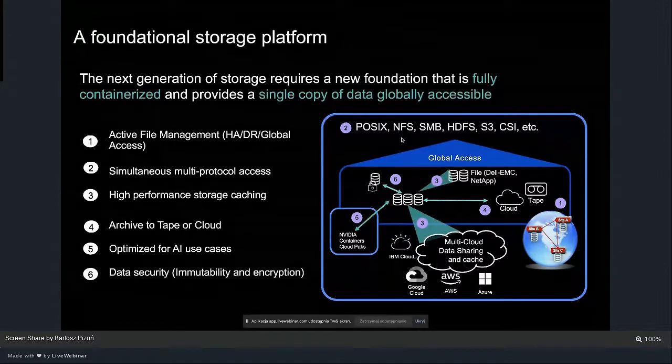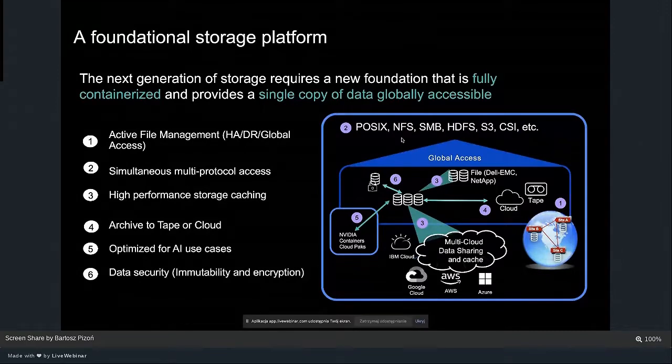High performance storage caching. It depends what kind of infrastructure you have. If you have very high performing applications, and of course you need high performing storage, then NVMe would be the best way to use this HCI in a Fusion.